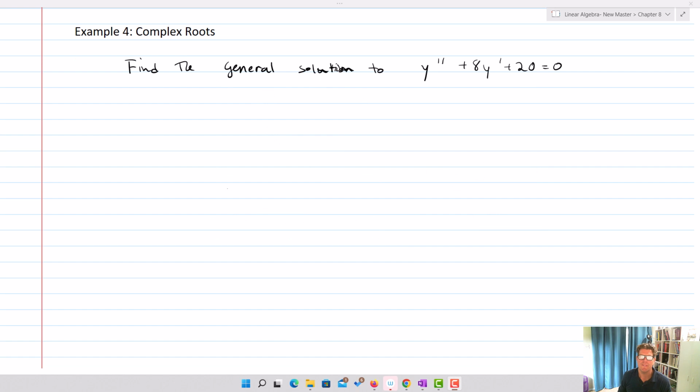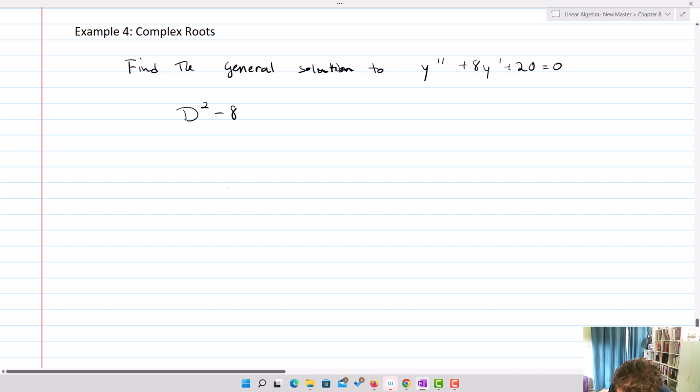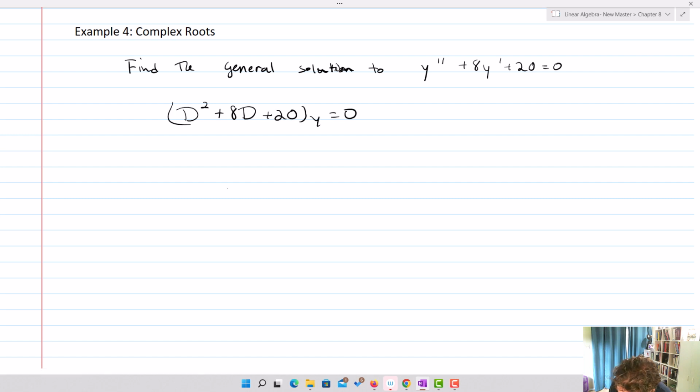Let's suppose that we want to find the general solution to y double prime plus 8y prime plus 20y equals 0. And so now we're going to look at the situation in which we have complex roots. Okay, so if I rewrite this as a polynomial differential operator, I get D squared plus 8D plus 20 y equals 0. And so then r squared plus 8r plus 20 equals 0 is my auxiliary equation.